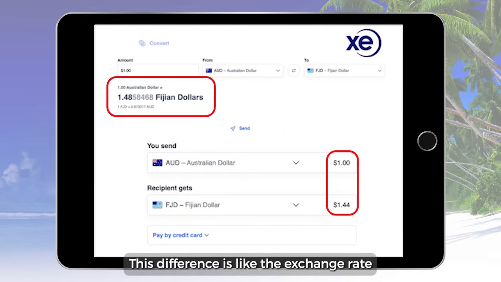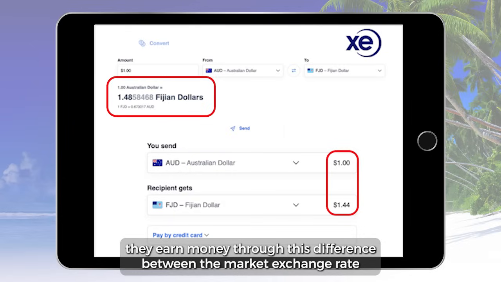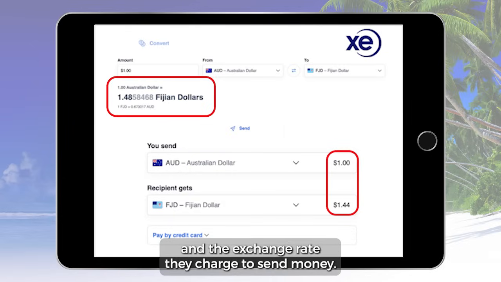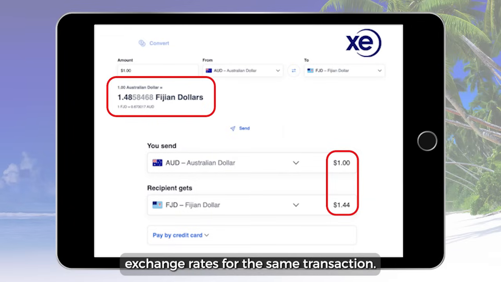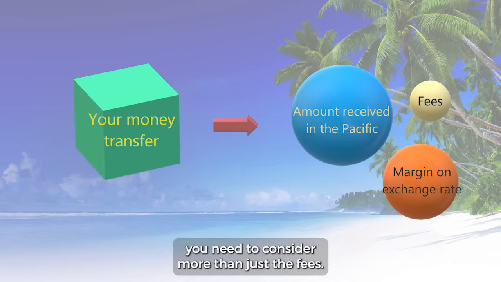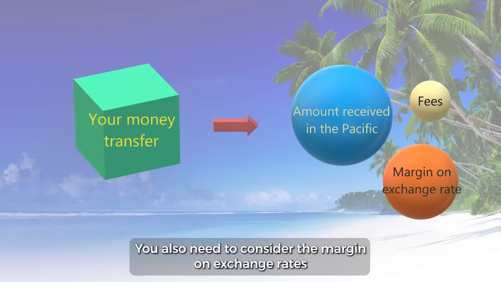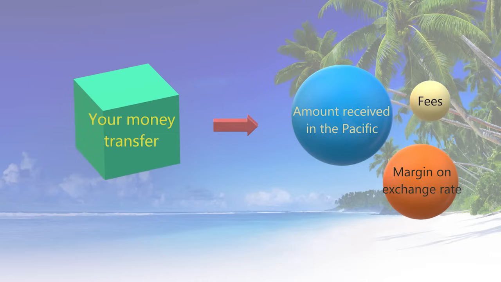This difference, like the exchange rate, changes every day. As MTOs are businesses, they earn money through this difference between the market exchange rate and the exchange rate they charge to send money. This is why different MTOs offer you different exchange rates for the same transaction. Therefore, when you send money, you need to consider more than just the fees. You also need to consider the margin on exchange rate, as this makes up a portion of your transfer.